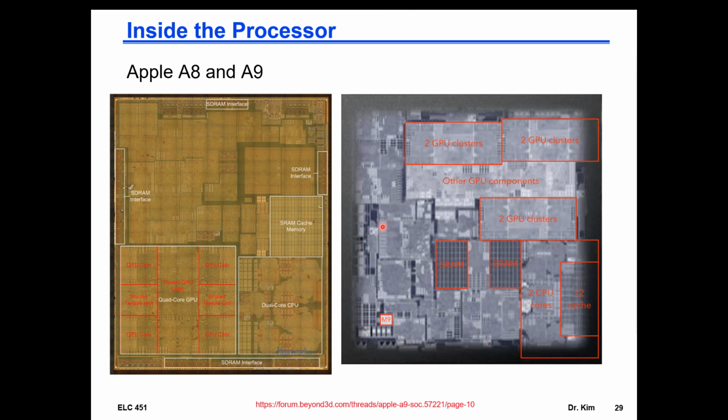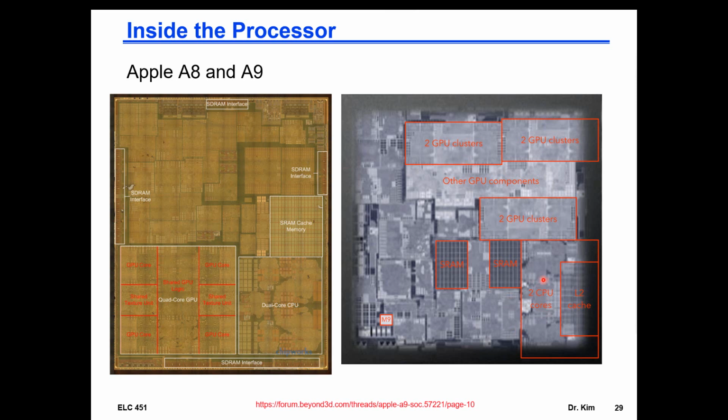More pictures. Here we have 4 cores of GPUs, dual CPU. This is the A8 processor. You can see that it's the same theme. You have GPUs, you have CPUs. So 2 CPU cores in A9.